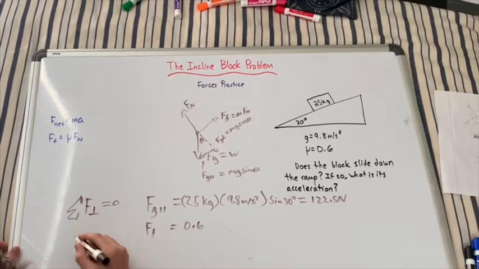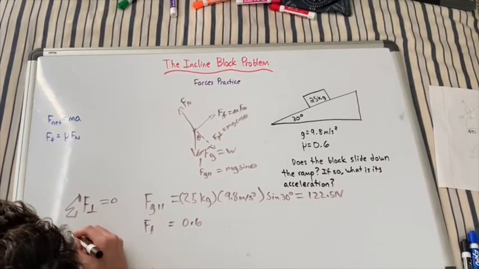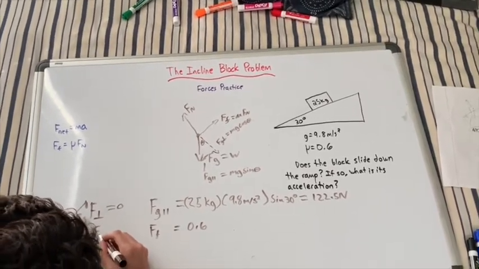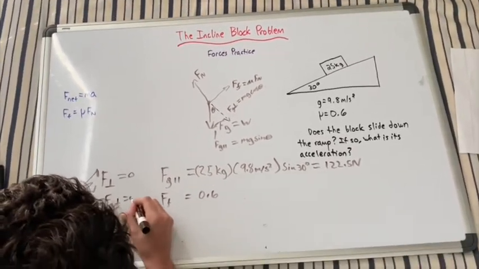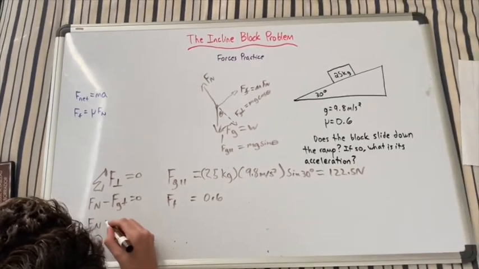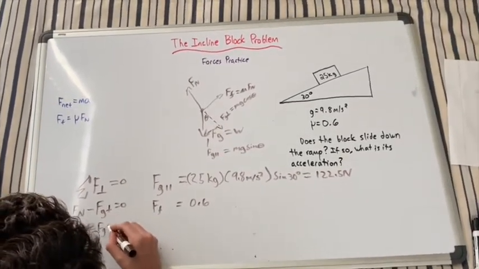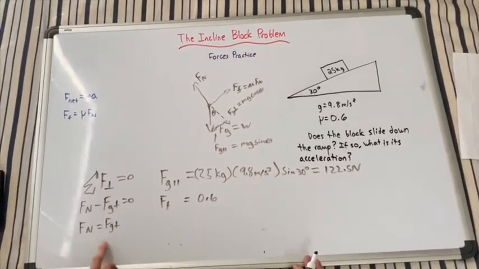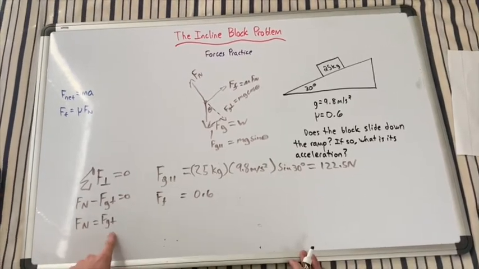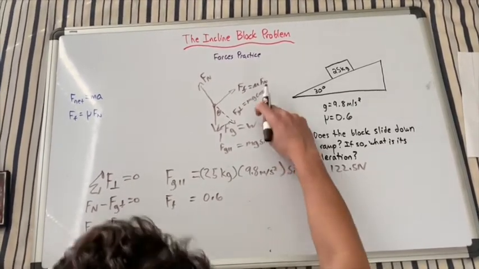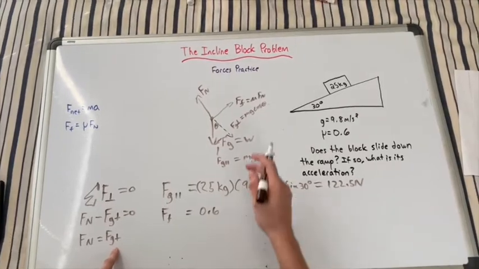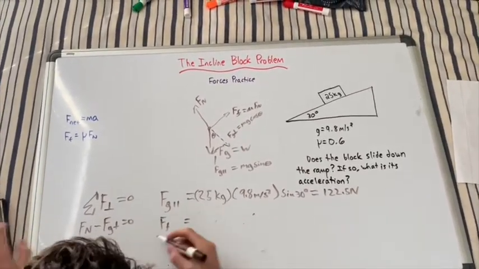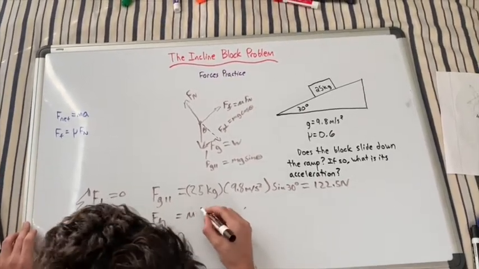So we have force normal minus the force of gravity perpendicular is equal to 0, and then we get that force normal is equal to the force of gravity perpendicular. And by this, we can determine that the normal force is equal to this right here, and we can sub in F here. So I should probably keep it in variable form. So force of friction is equal to mu times the normal force.